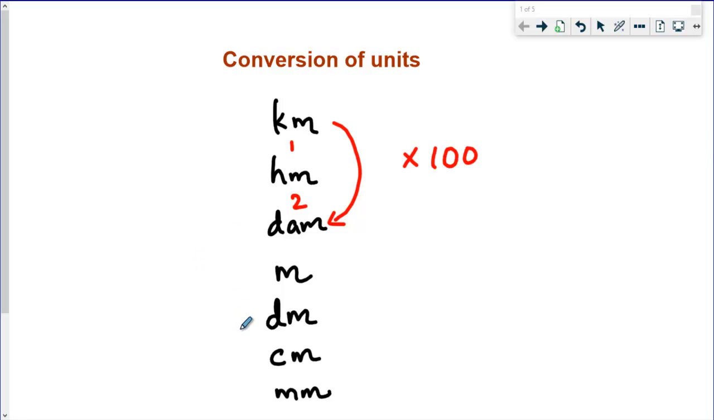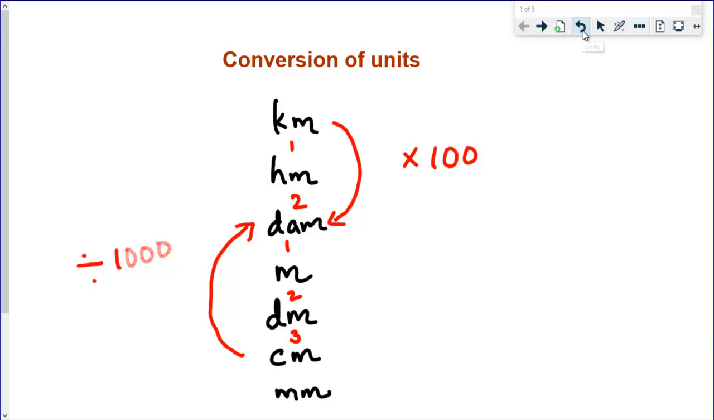Now if you want to convert from cm to dam, that is, from smaller unit to bigger unit, you have to divide. Now in between dam and cm, how many tens are there? 1, 2, 3. There are 3 tens. So we have to divide it with 1000.